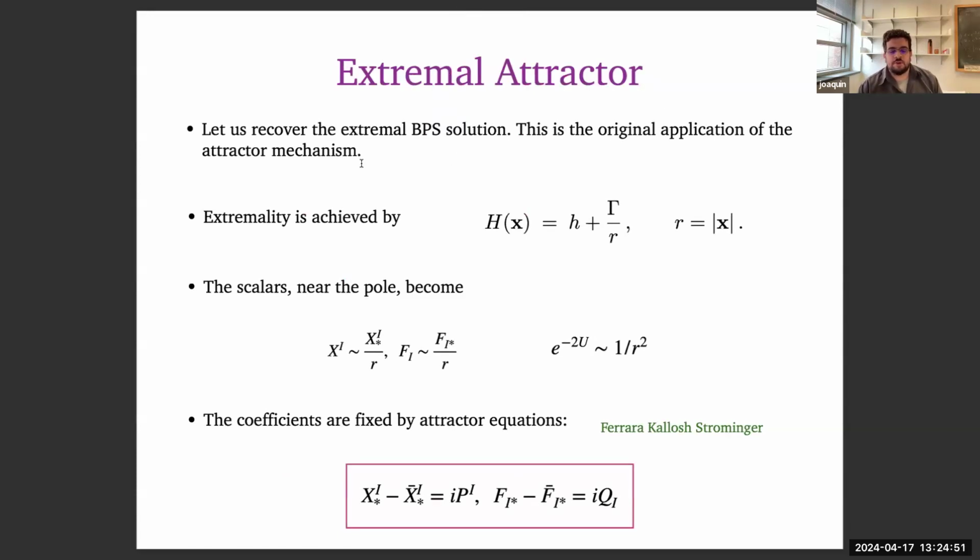Okay, so we can recover using this approach the extremal solution at zero temperature. This is the original application of the attractor mechanism that also is from the 90s. Extremality is achieved, like I said, by picking this harmonic function to have only one pole instead of being split in two. And the scalars near the pole have a form, this h star and f star, that is universal, and it's fixed by the attractor equation, meaning that this h star and f star are fixed only in terms of the charges and not in terms of the moduli at infinity.